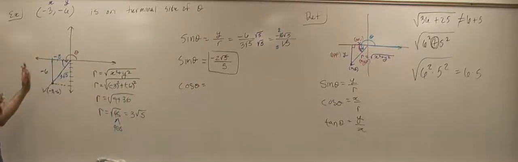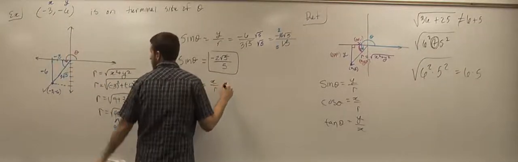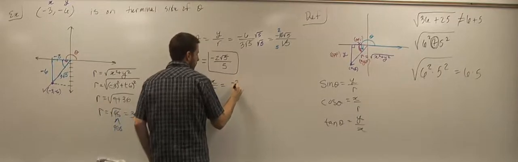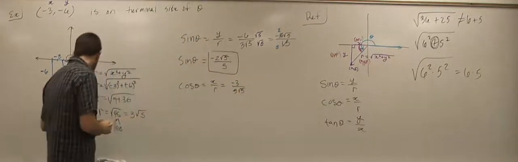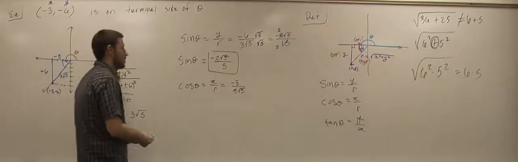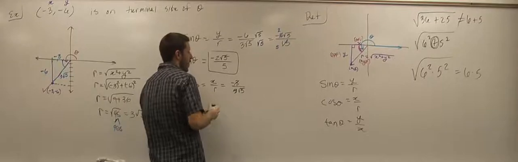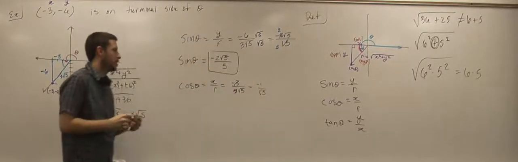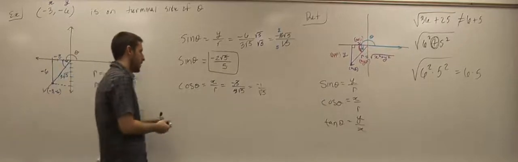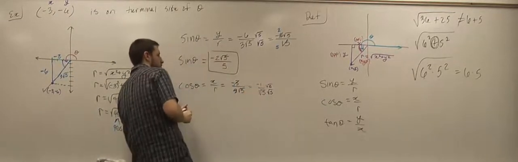Cosine theta, you can do x over r, or you can do adjacent over hypotenuse. It's going to be negative 3 over 3 root 5. Reduce and rationalize. Reduce first this time. You'll get negative 1 on top, root 5 on bottom. And then you rationalize by multiplying by root 5 over root 5. So negative root 5 over 5.